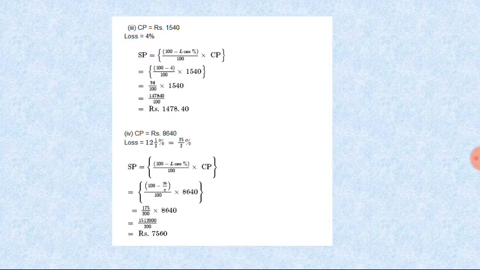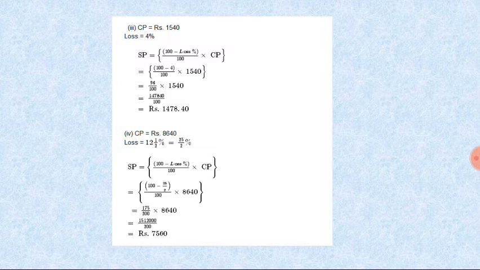Cost price is equal to rupees 1540. Loss is equal to 4%. SP is equal to 100 minus loss percentage by 100 into CP. 100 minus 4, 96 by 100 into 1540. So 96 into 1540, 1,47,840 divided by 100. Rupees 1478.40.